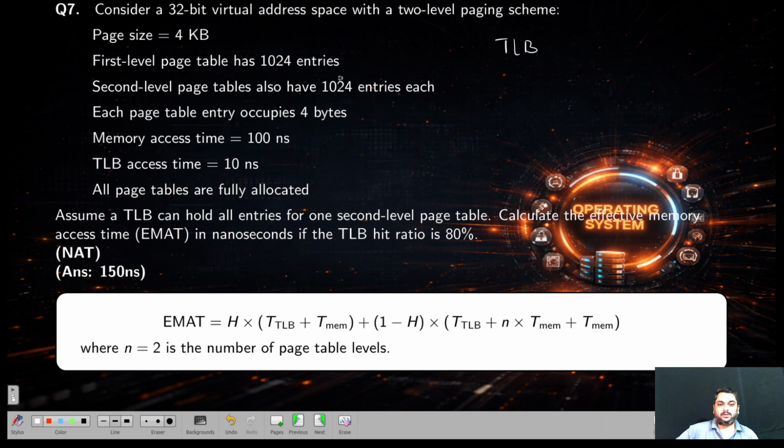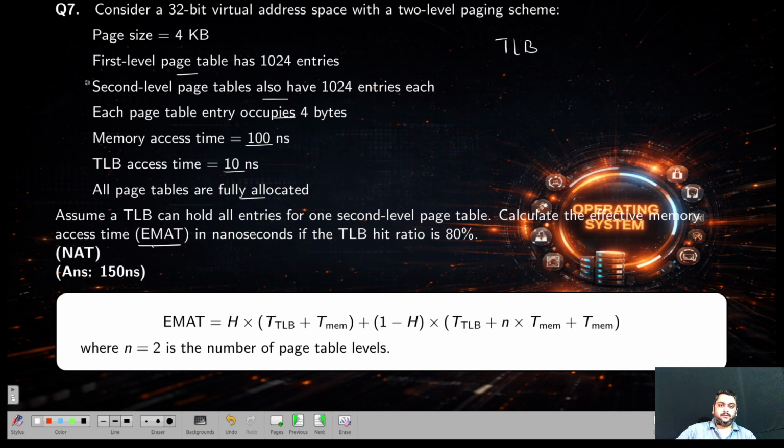Okay, some questions may explicitly say that TLB miss means a page miss or page fault will always occur. Those kinds of conditions you may have to check in the question, so read the question properly. Here they are given a 2-level page table, and then the number of entries and memory access time are given. They're asking for average or effective memory access time.